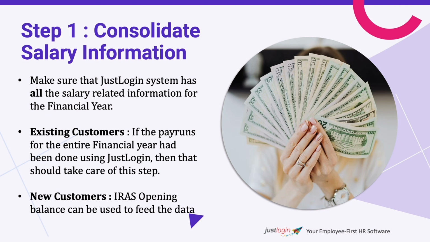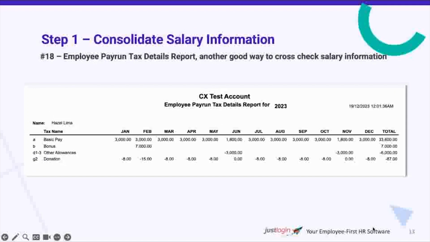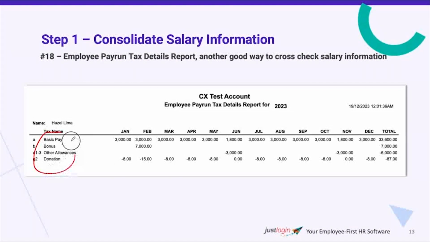For existing customers, if the pay runs for the entire financial year had been done using JustLogin, then that should take care of this step. While for new customers, perhaps joined after January or mid of the year, the IRAS opening balance can be used to feed the data for the tax return. We recommend to check out report number 14 for per employee payroll yearly report. This is January to December approved pay runs. Then another one, report number 18, to cross-check the correct tax code. This is also January to December.